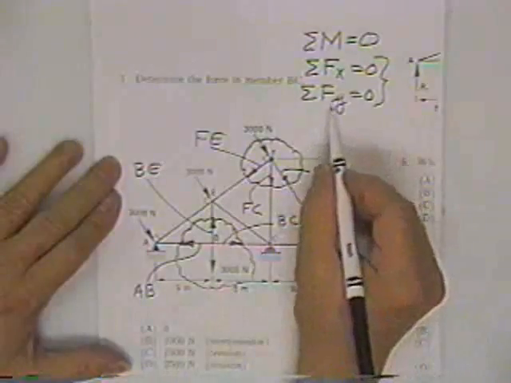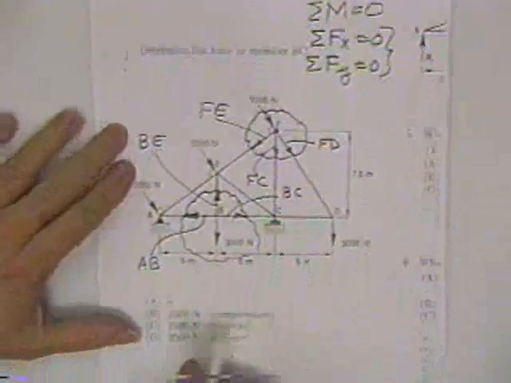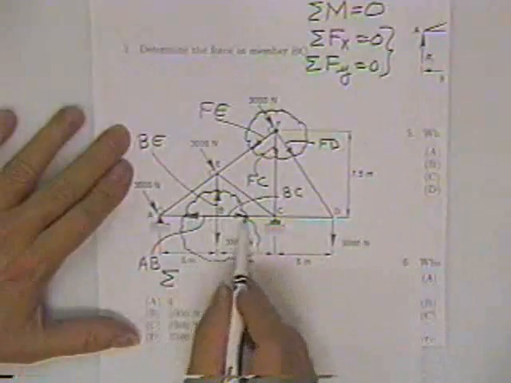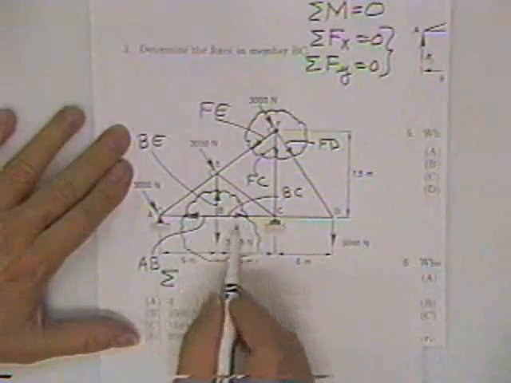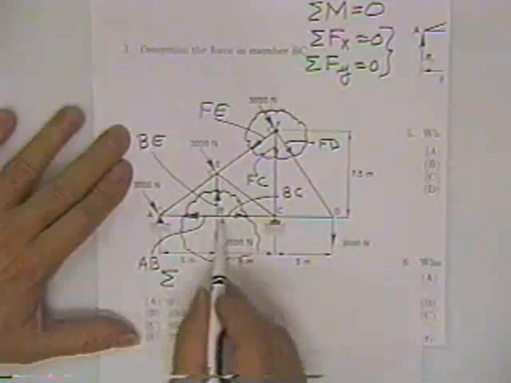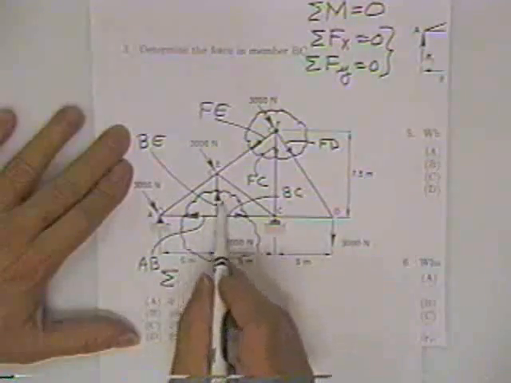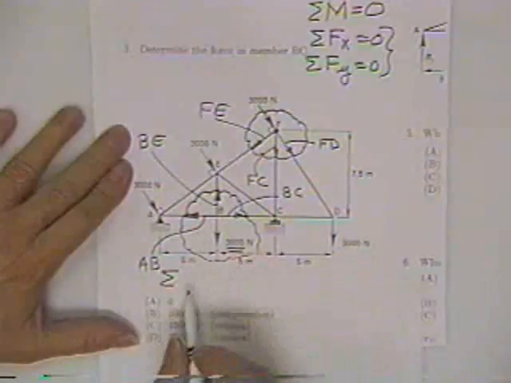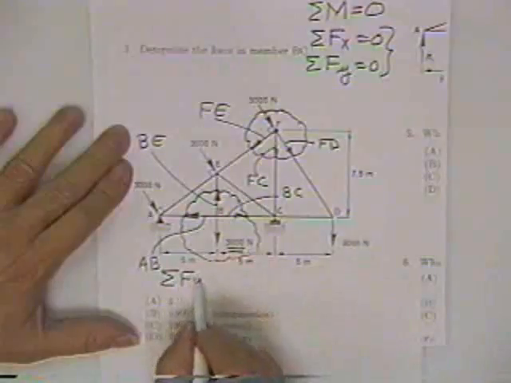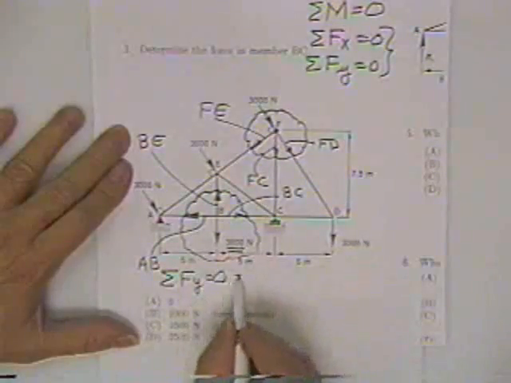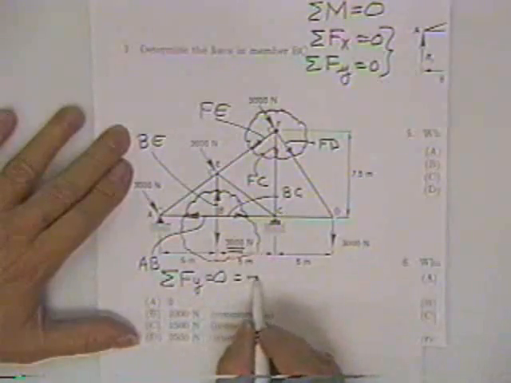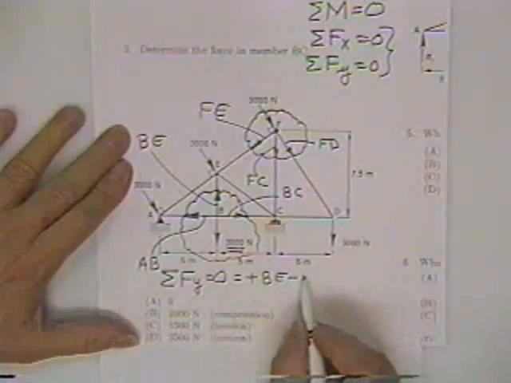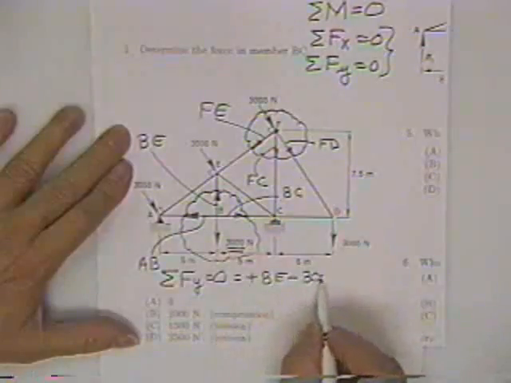In this case, the sum of the forces in the y direction does give you an answer. And the reason is because these two here are collinear. They act along the same line. They have no up and down component, and therefore this is the only guy that has any up and down component. He's this guy's only hope. So you say sum of forces in y equals 0 equals plus the force in member BE minus the 3 kilonewton force.